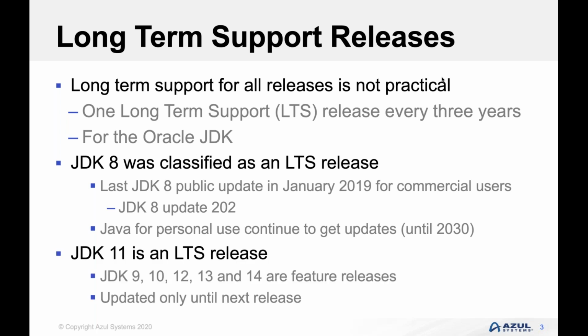The first of the new long-term support releases for the Oracle JDK was JDK 11. And what this means is that the other releases, JDK 9, 10, 12, 13, and 14, are all feature releases. And that means that these are releases that don't have extended support and updates, meaning that after 6 months, there are no more changes provided to those versions of Java. So you shouldn't be deploying anything on JDK 9, 10, 12. 13 is an exception, and I'm going to come back to that when I talk about what we do at Azul with medium-term support releases. But for all those other ones, those are only supported for 6 months.